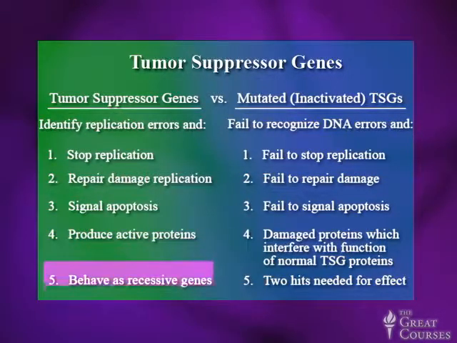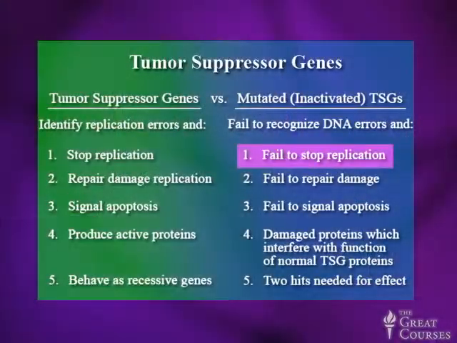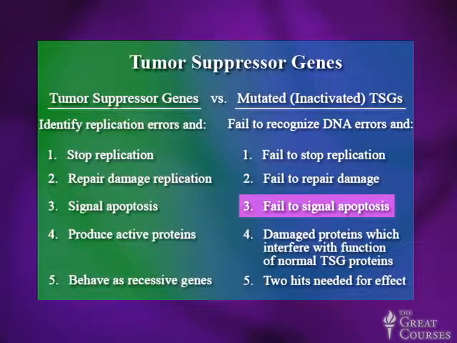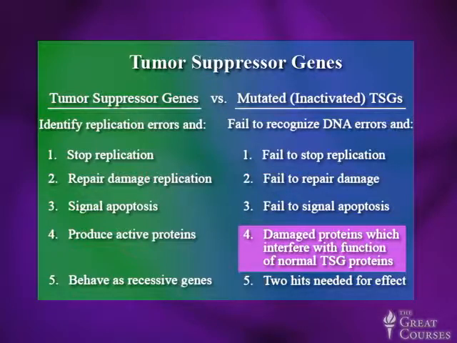It also behaves as a recessive gene, because if you have one that is still active and able to work, theoretically, it could halt the process. The oncogene acts as a dominant gene because it only takes one bad copy in there to upregulate everything. So this is really a very interesting intertwined combination. What happens in the mutated form, it fails to recognize the errors, it fails to stop replication, and it fails to repair the damage. It does not signal for apoptosis, and then there are damaged proteins which can interfere with the normal proteins. And I'll tell you about that in a minute.